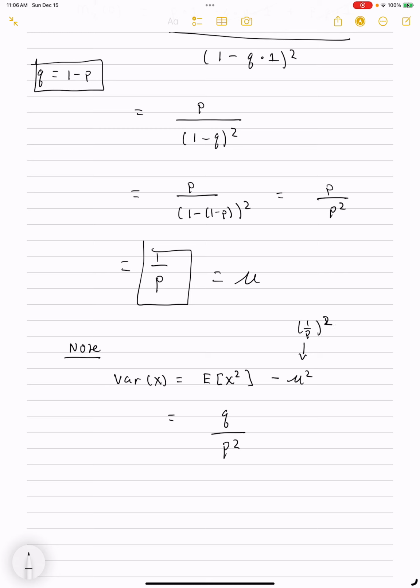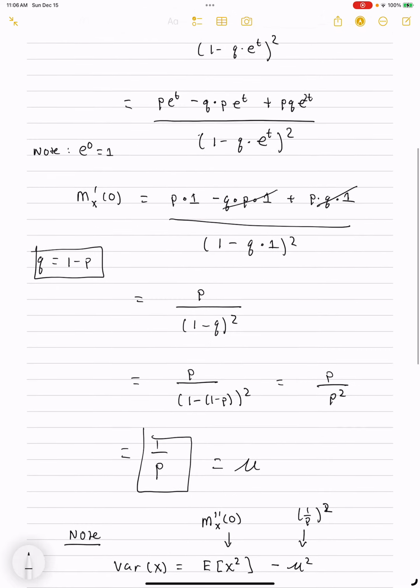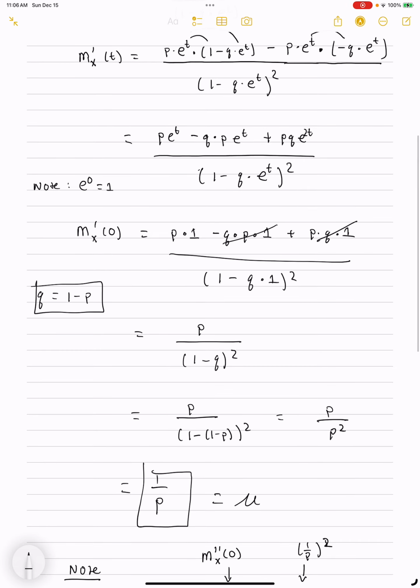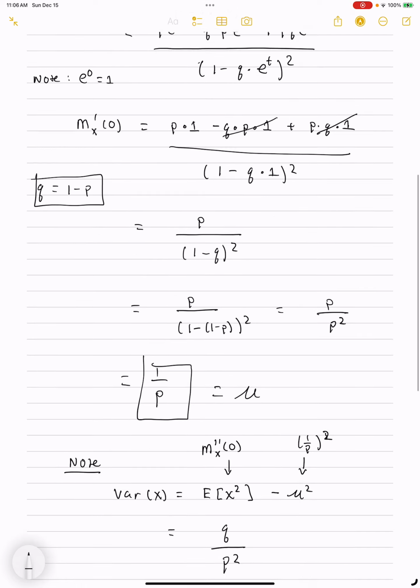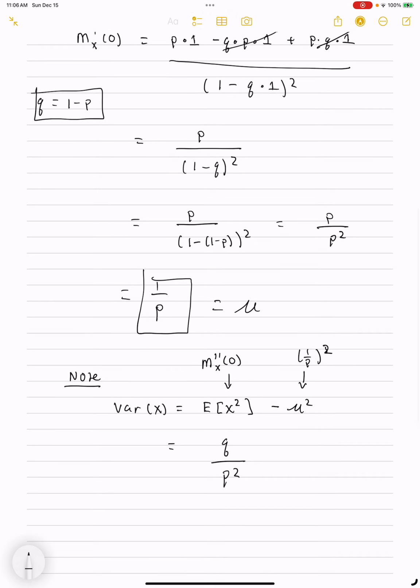And I'll give you a hint how you'd calculate this. You'd use that it's the second derivative of the moment generating function evaluated at 0. So you'd have to go back up here to the derivative of the moment generating function and take the second derivative of that, then evaluate it at 0. You'll then do a bunch of algebra, and you'll arrive at the variance as q over p squared.